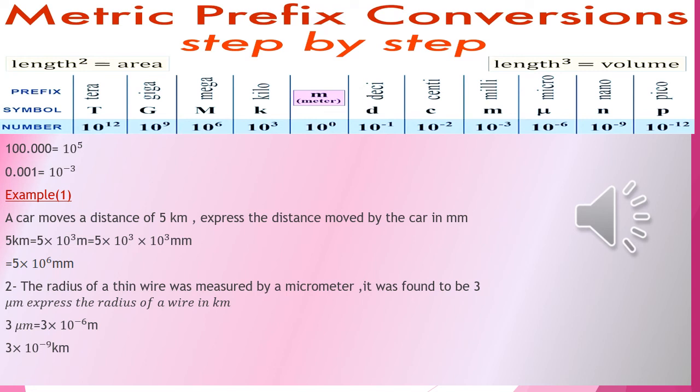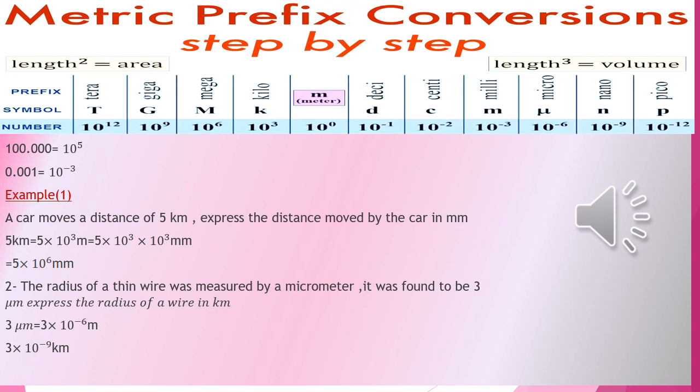From meter to millimeter, as we said, millimeter to meter is times 10 to the power negative 3, so meter to millimeter is times 10 to the power 3. So 5 times 10 to the power 3 meter to millimeter, times 10 to the power 3. So 5 times 10 to the power 3 times 10 to the power 3 equals 5 times 10 to the power 6 millimeter.